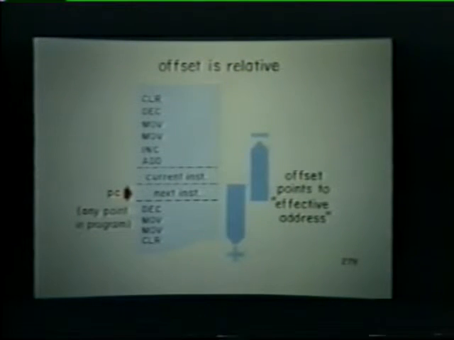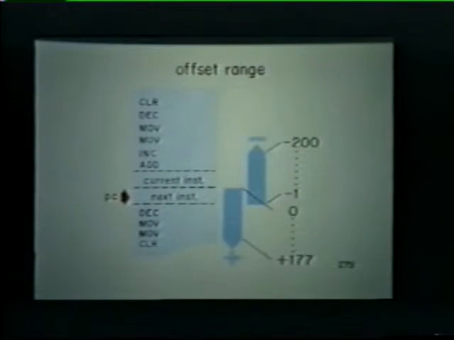As we've said before, the offset is relative because it represents a displacement from the PC, which may be located at any point in the program. The offset may be positive, indicating the branch point is forward from the PC, or it may be negative, indicating that the branch point is backward from the PC. The offset range is limited. We cannot branch to any point in the entire program. We can, however, go forward anywhere from 0 to 177 octal word locations, or we can go backwards from 1 to 200 octal word locations. We'll discuss this range more fully a little later.